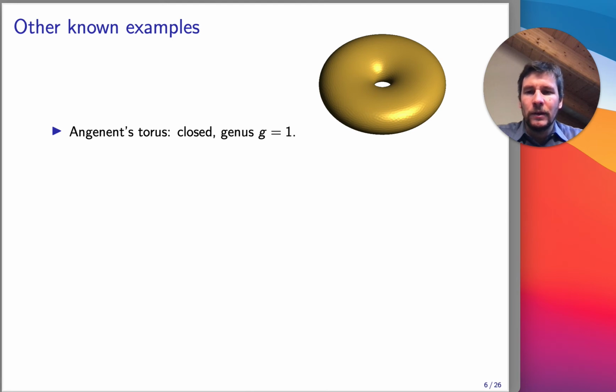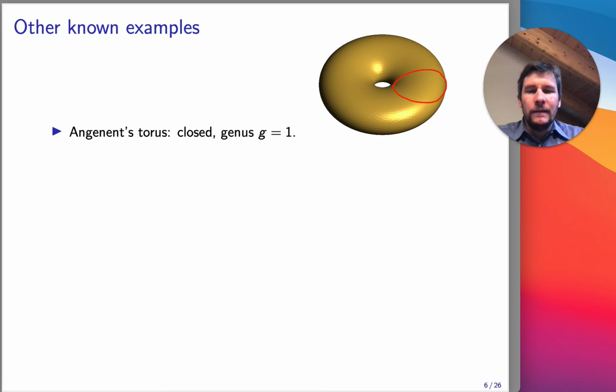It's the so-called Angenent torus. You might wonder what the cross-section of this is. It's kind of an egg-shaped cross-section, and due to the rotational symmetry of the Angenent torus, the equation for a self-shrinker reduces to an ODE, and you can solve this via a shooting method.